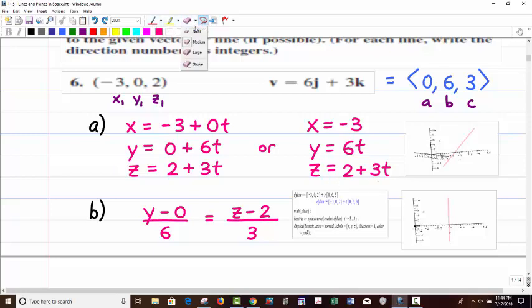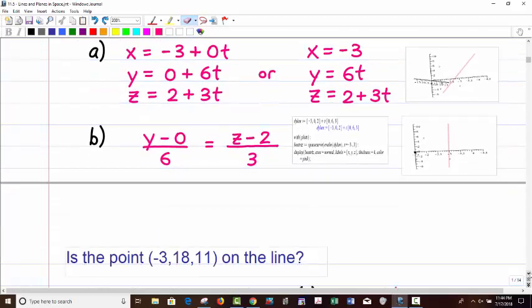Now in symmetric form, because we have this 0 here, I'm sorry, the 0 for the a, not that 0. The 0 for the a, the symmetric form would not contain x. It would only contain y and z. That's why I find that to be a bit limited, whereas the parametric, you'll always have an x, y, and z. So basically it's just taking this equation, solving for t, which is y minus 0, which of course is just y, divided by 6. And then z minus 2 divided by 3. And there we have it.